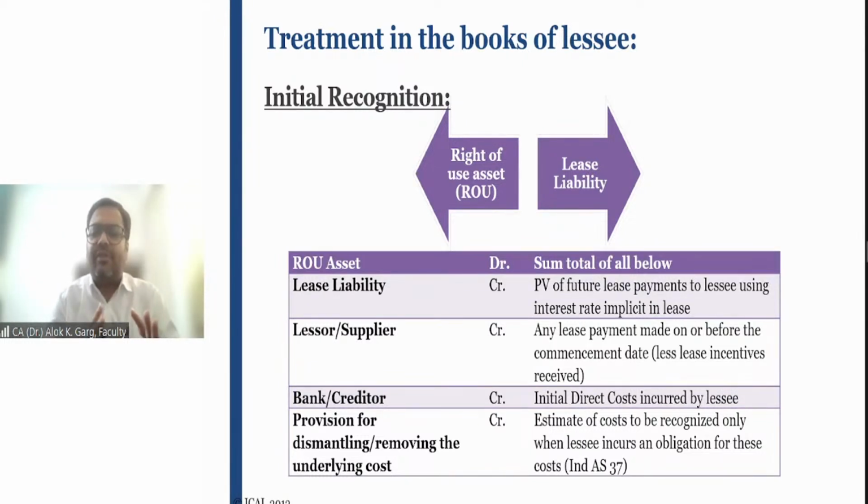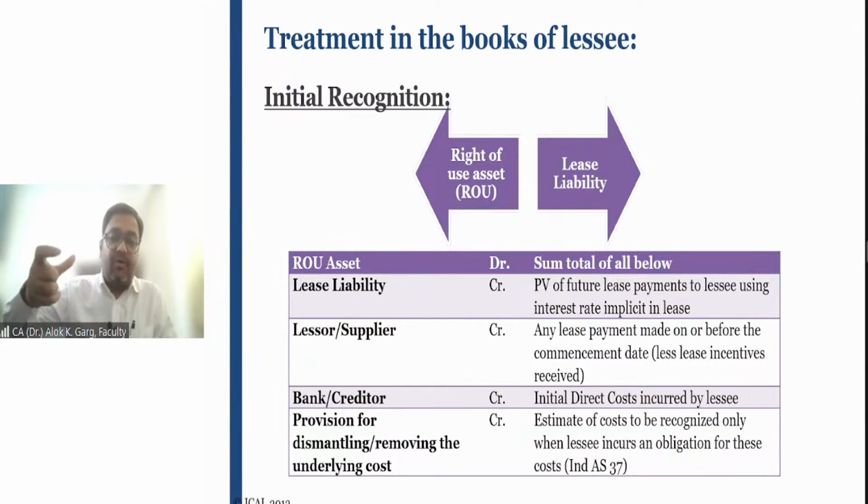So now we have reached the recognition and measurement aspect of the right of use asset. When I talked about the PPE standard, property, plant and equipment, I talked about the definition of PPE, the recognition conditions, what is meant by cost. I spoke all those things. And then I discussed the measurement at initial recognition and subsequent measurement. So now I'm going to discuss measurement of the Ind AS 116 asset, which is the right of use asset in the books of the lessee.